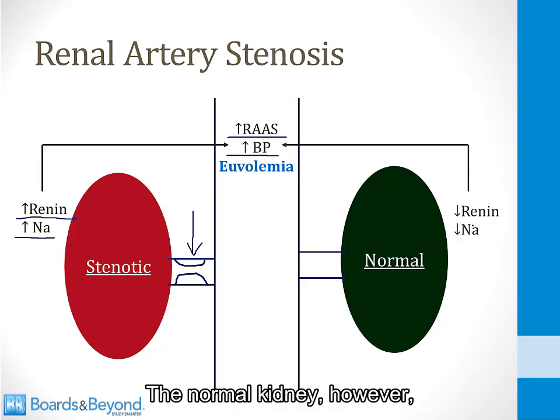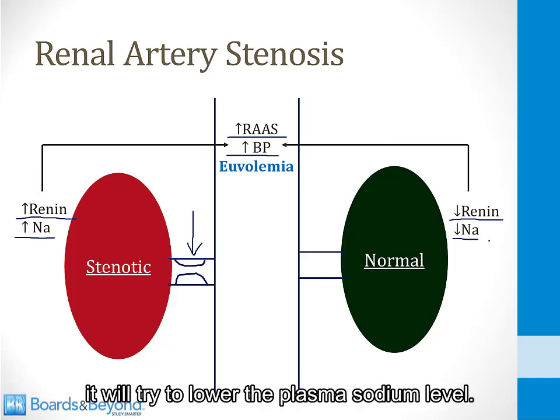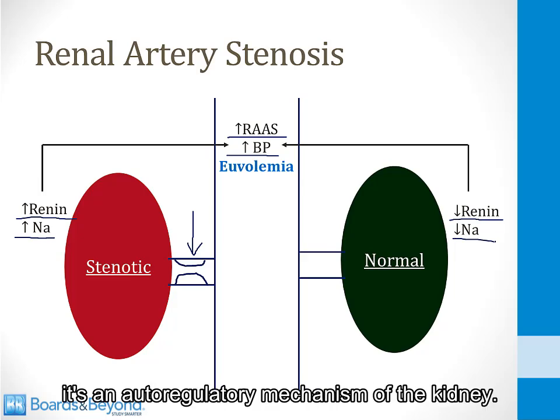The normal kidney, however, will sense the high blood pressure and decrease its renin production. In addition, the normal kidney will begin excreting more sodium. In other words, it will try to lower the plasma sodium level. This is called pressure natriuresis. It's an autoregulatory mechanism of the kidney.